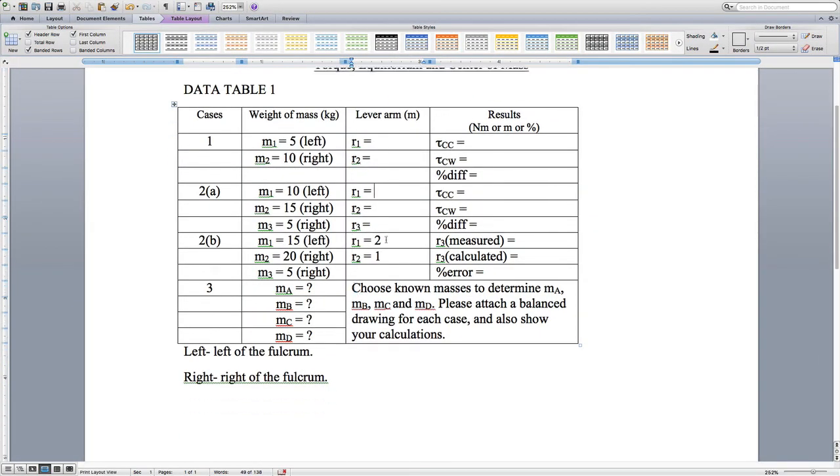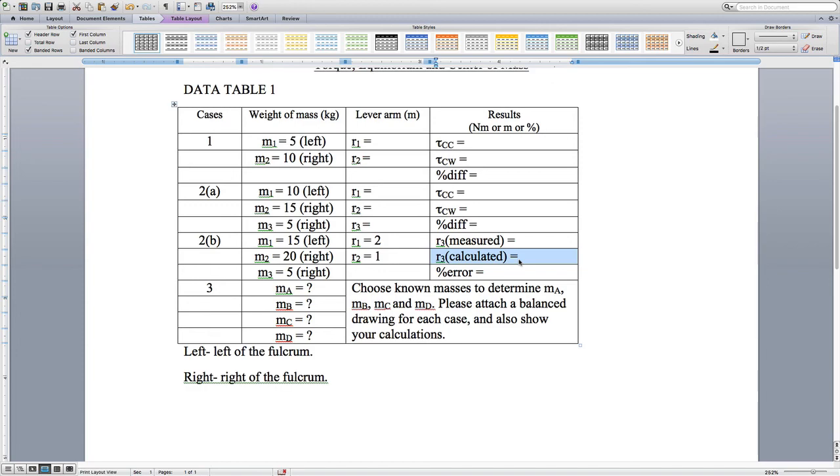The third part of the experiment, I already gave you where to put the masses. That means you take the 15 kilogram mass and put it at 2 meters. You take the 20 kilogram mass, put it at 1 meter, and then put 5 somewhere and find its location. So where is it located? That's your measured one from the simulation. Then you do a mathematical calculation, as I showed you in the previous examples, and find R3.